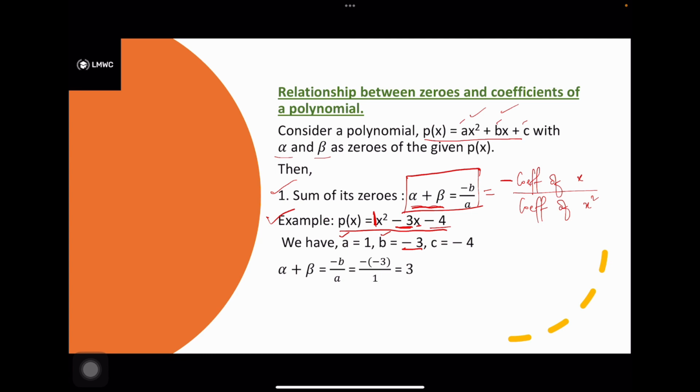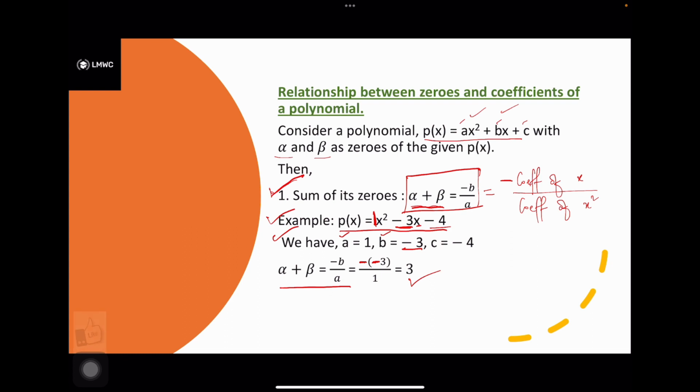So now we know what a, b, and c are. What we are going to do is take the formula alpha plus beta equals minus b by a, and substitute the values of a and b, which we know from this, right? The value of b is -3, a is equal to 1, and already we have a minus sign from the formula. So minus times minus is positive, and hence our answer is 3 by 1, which is equal to 3. All right, so this is our first formula from the zeros and the coefficients.